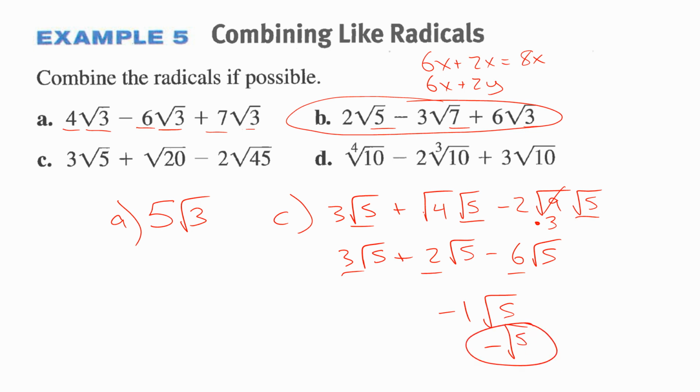Okay. All right, so D, we need to clean this up as well. So the fourth root of rad 10, nothing goes into that. And minus 2 cube root of 10, nothing works there. And plus 3, the square root of 10, nothing goes in. This is simplified. You can't reduce that at all.